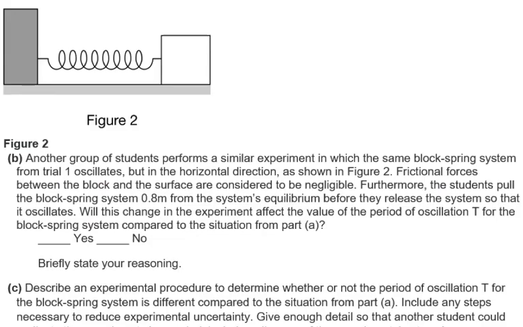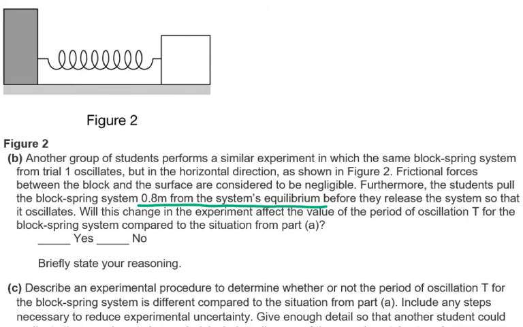As the question continues, they use a different graph. They say figure 2, and this is what this question states. Another group of students performs a similar experiment in which the same block spring system from trial 1 oscillates, but in the horizontal direction as shown in figure 2. Frictional forces between the block and the surface are considered to be negligible. Furthermore, the student pulled the block spring system 0.8 meters from the system's equilibrium before they release the system so that it oscillates.